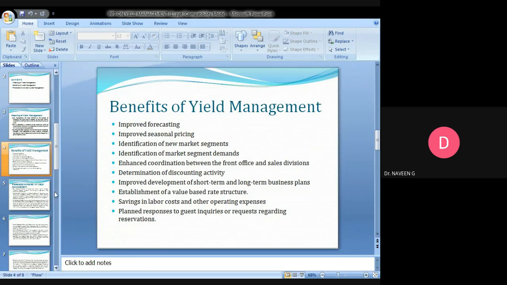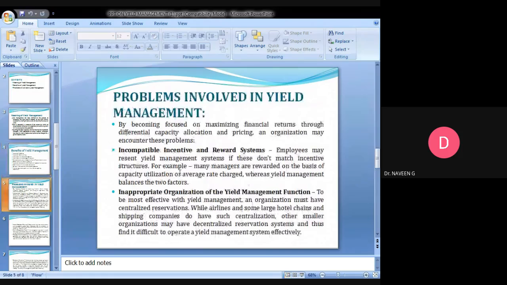So let us come to what the disadvantages will be. What are the disadvantages? Incompatible incentive and reward system, especially if a company is maximizing profits. There will always be recognition. So in the time of the Dasara season, all the hotels will be booked, and all the hotel demand will be there. At that time, who will be recognized? The manager will be recognized, because the management will think that because of the manager we got a huge revenue. So this makes a certain misconception between the employees and the managers and the management.